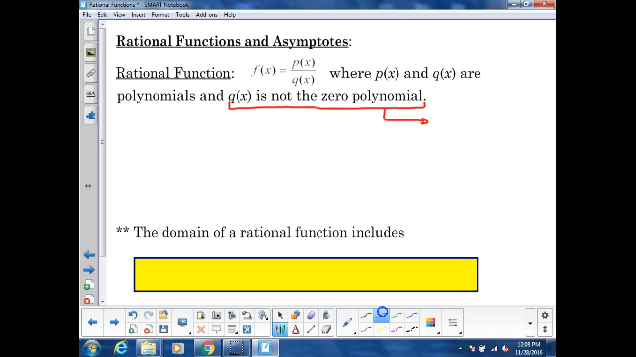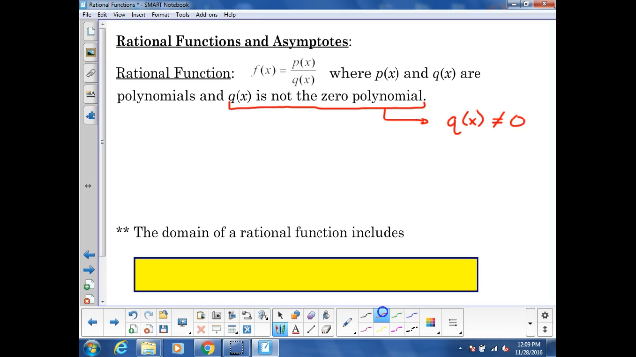What do you think that's going to mean? Can't have 0 in the denominator because we can't divide by 0. So q of x can't equal 0. Because if we're equaling 0, then we're dividing by 0, and that's just not right.